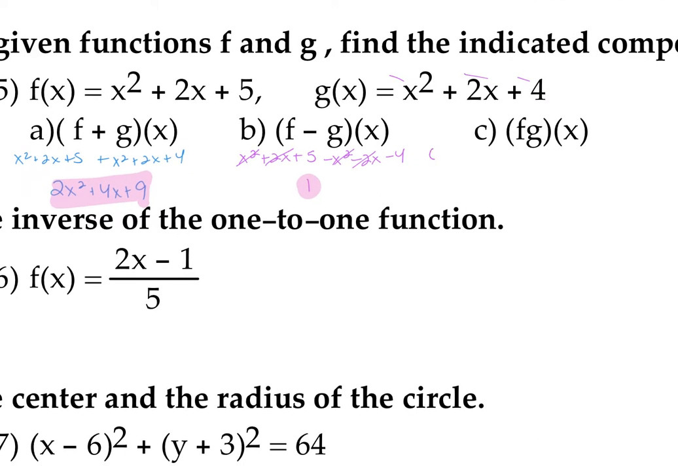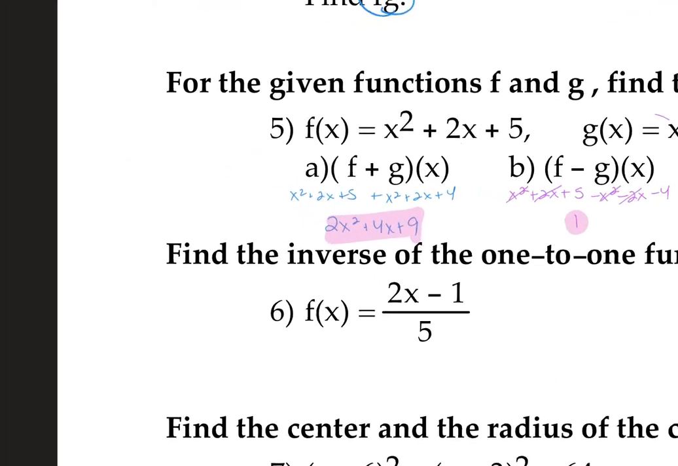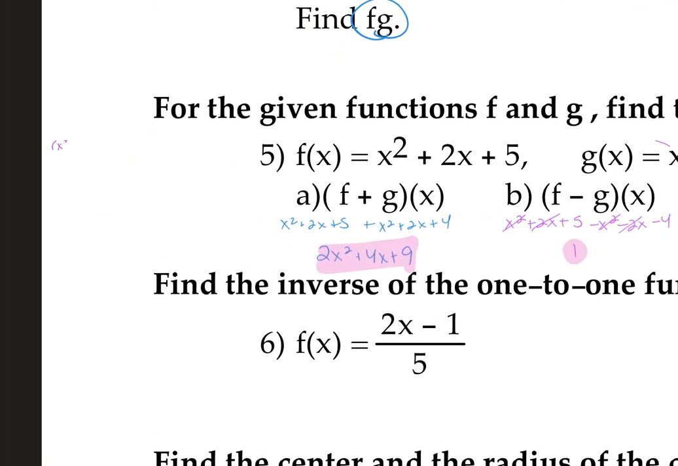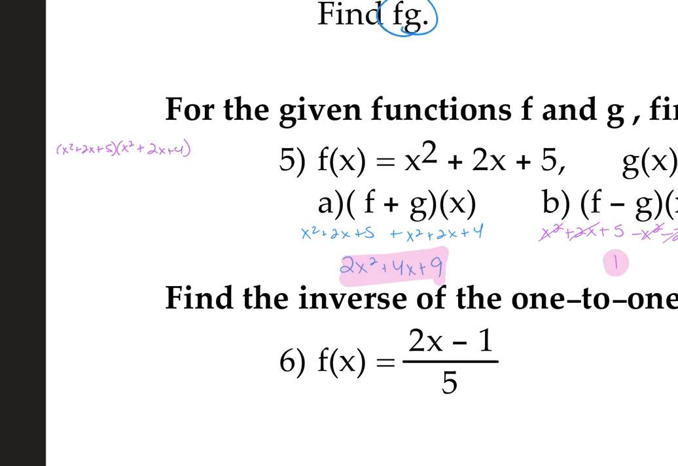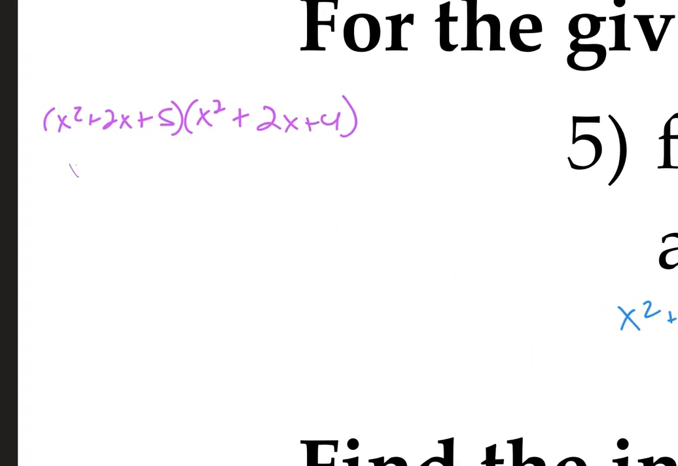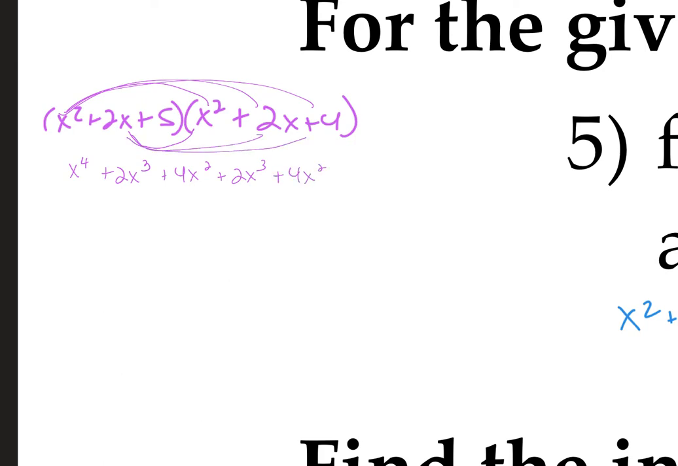F times g, this time we've got to FOIL this out. So I'm actually going to do this off to the side. I would get x squared plus 2x plus 5 times x squared plus 2x plus 4. So I've got to do first, x squared times x squared, which is x to the 4th. Then 2x to the 3rd, 4x squared, and then 2x times each one of these, so 2x to the 3rd, 4x squared, 8x, and then the last 5 times each one of these, 5x squared, 10x, and positive 20.